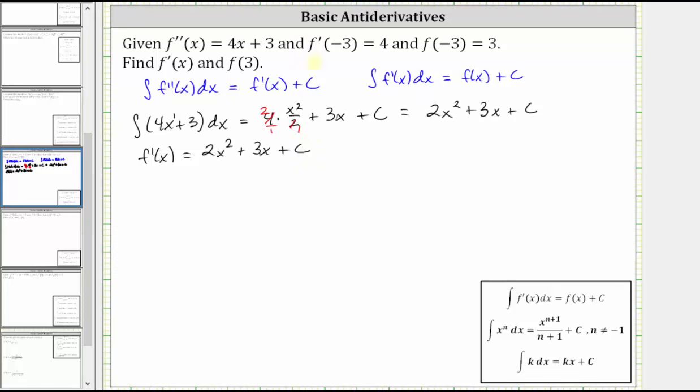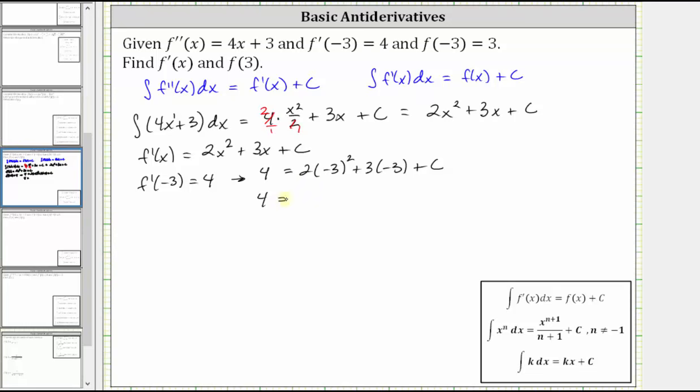From here, since we know f prime of negative 3 equals 4, we can determine the specific value of c for our derivative function. Again, since f prime of negative 3 equals 4, if we substitute negative 3 for x into the derivative function, the function value must be 4, which gives us the equation 4 equals 2 times the square of negative 3 plus 3 times negative 3 plus c. And now we solve for c.